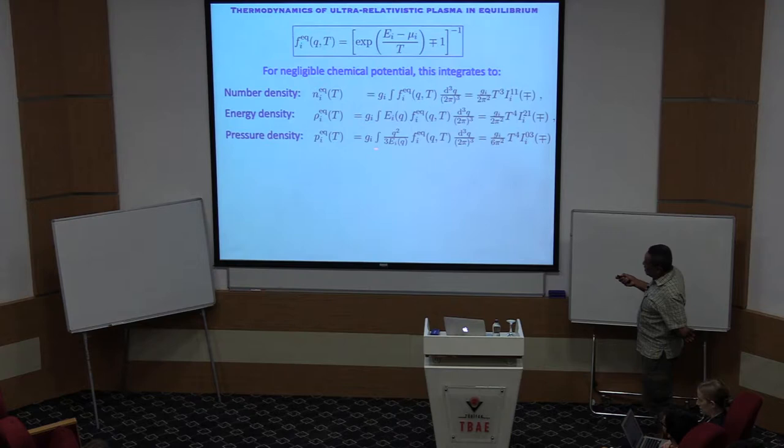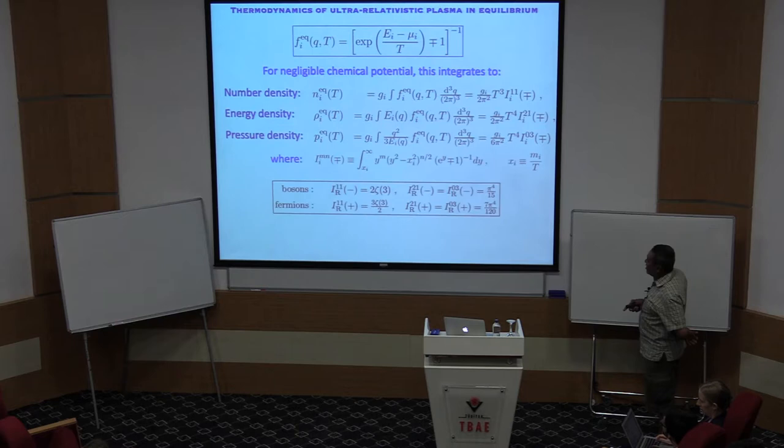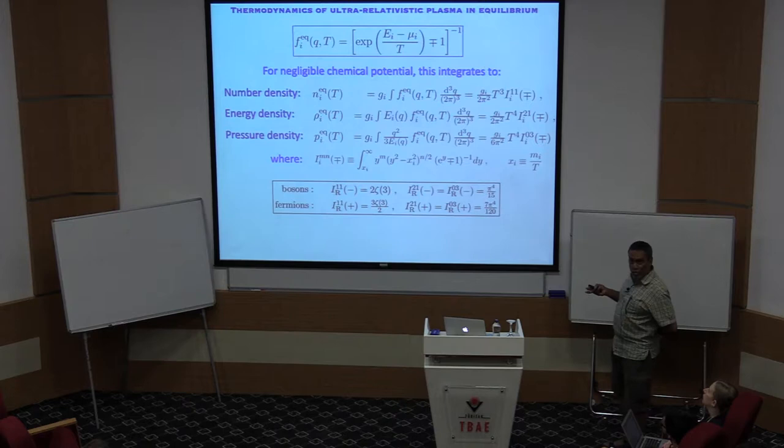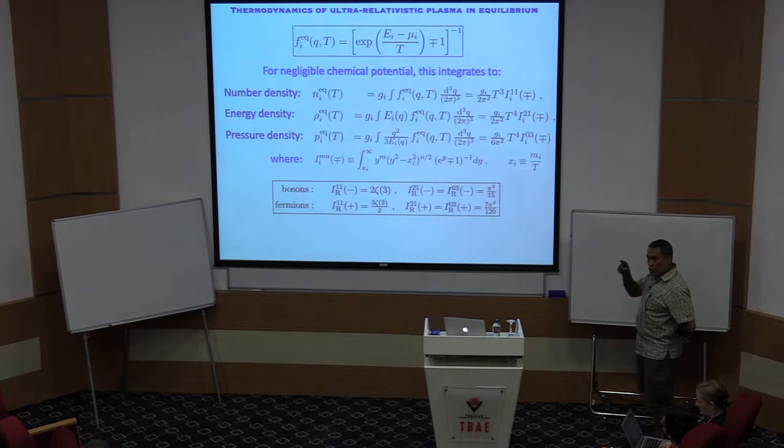For the pressure, you integrate over the pressure. Pressure, of course, is momentum, so that's what is reflected here. And so you get some things that go as: number goes as T cubed, pressure and energy density go as T to the 4. And these are just some integrals which I've written in some notation. These are basically all zeta functions, so they're just some numerical values. So for example, the number density of photons is 2 zeta 3 by pi squared times T cubed, right? The 2 is for the 2 degrees of freedom.